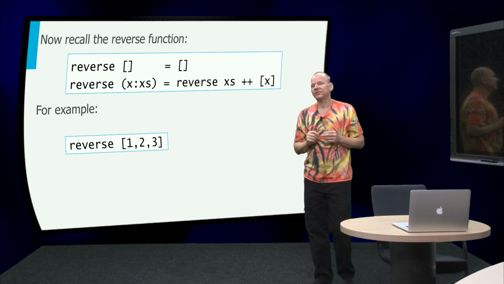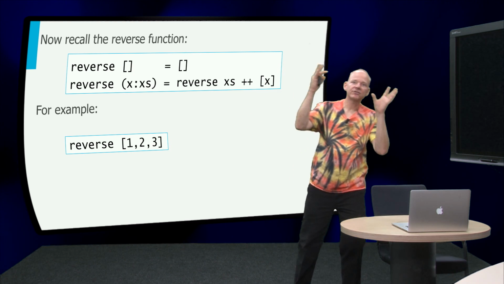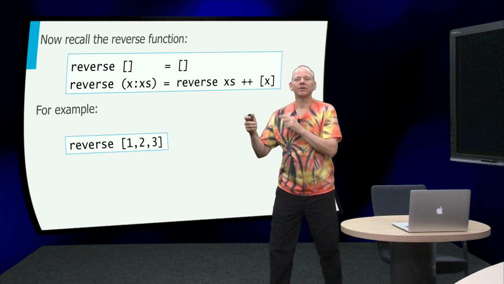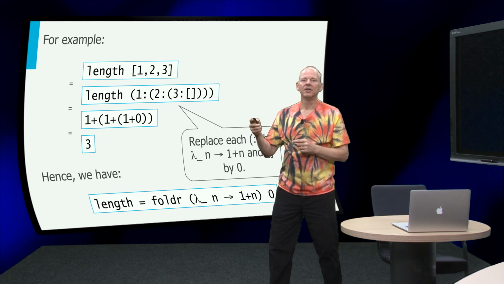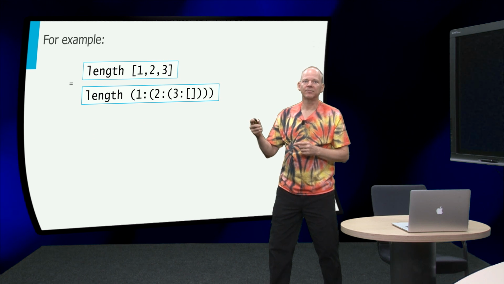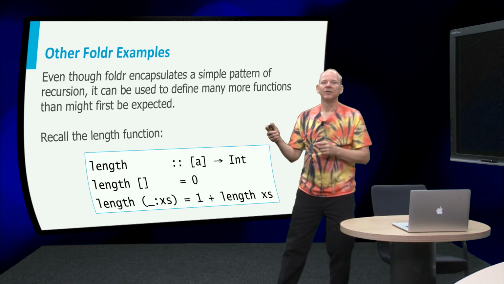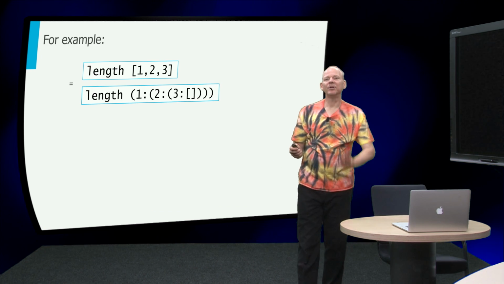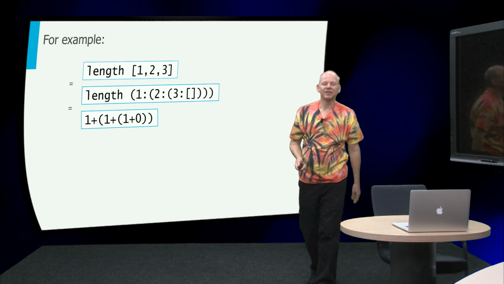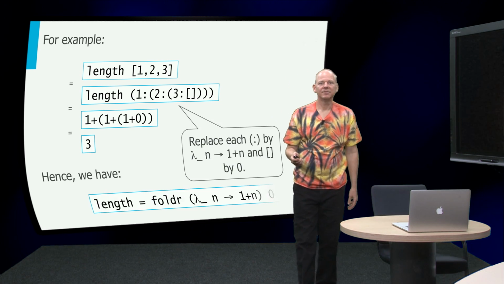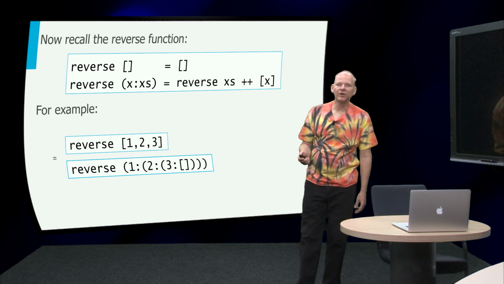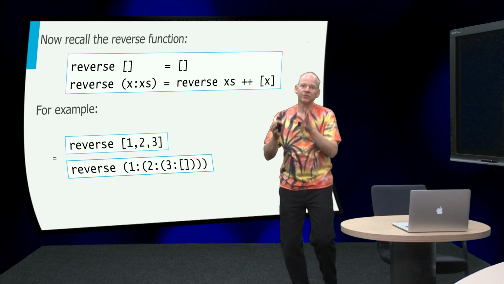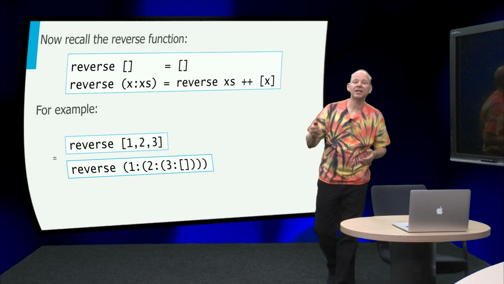Okay? And in this case, the reverse is a little bit tricky because the recursive call appears here on the left instead of with length, where the recursive call appeared on the right. Let's go back to length here. But this won't fool us. That's just simple. No worries. So let's look at reverse. Reverse 1, 2, 3. Again, that's the same as reverse 1, cons 2, cons 3, cons empty list.